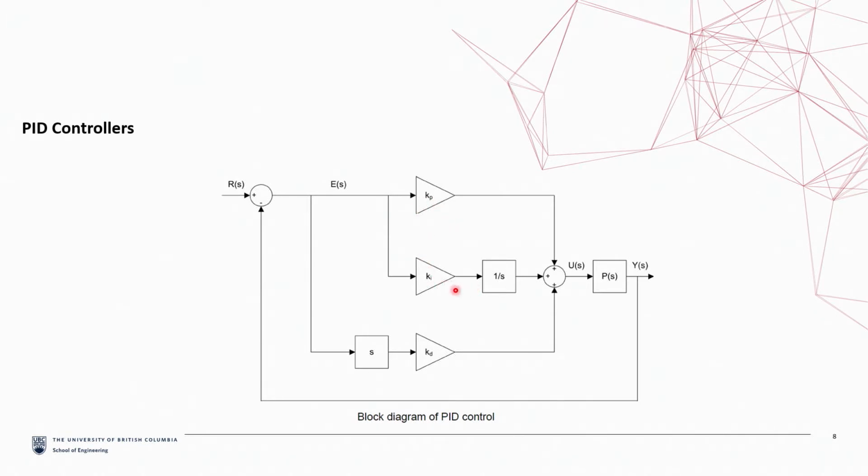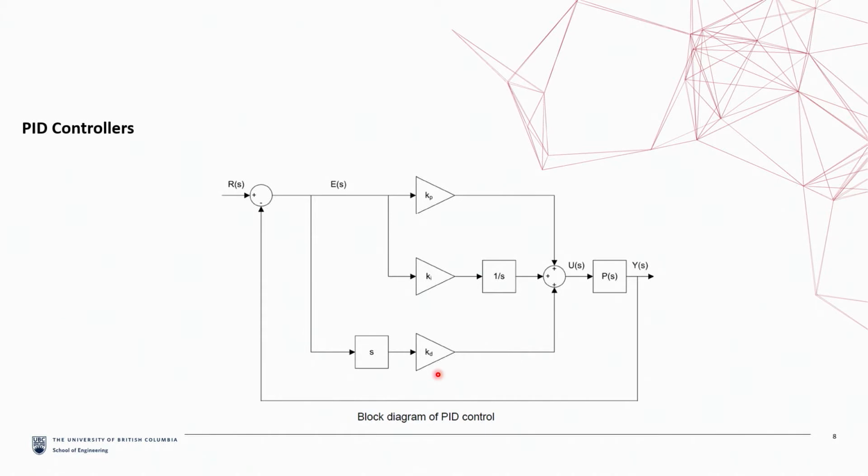In the integral path, the error is multiplied by the integral gain Ki, and the integrator block is used to sum up the errors over time. And in the derivative path, the S transfer function acts as the derivative operator on the error, and then the resulting rate of change of error is multiplied by the derivative gain Kd.